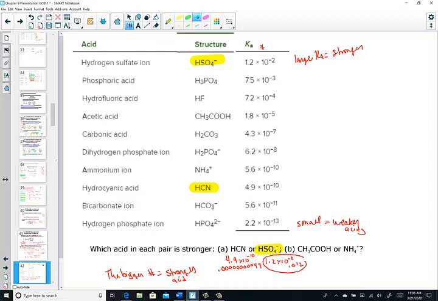How about in the next example? Let's switch colors to blue. Acetic acid, HCH3COOH, versus ammonium, NH4+. So when I compare the Ka values, we have 1.8 times 10 to the negative 5th versus 5.6 times 10 to the negative 10. Clearly you see that acetic acid is a stronger acid as compared to ammonium. Bigger Kas, stronger the acid.